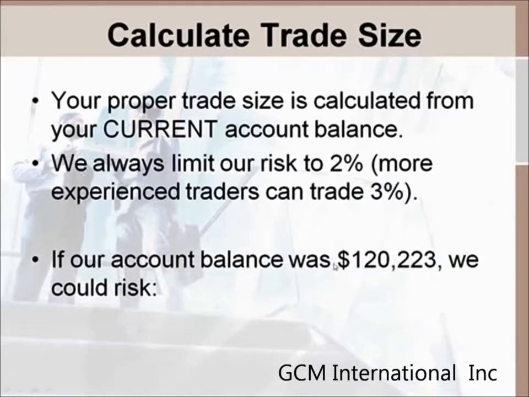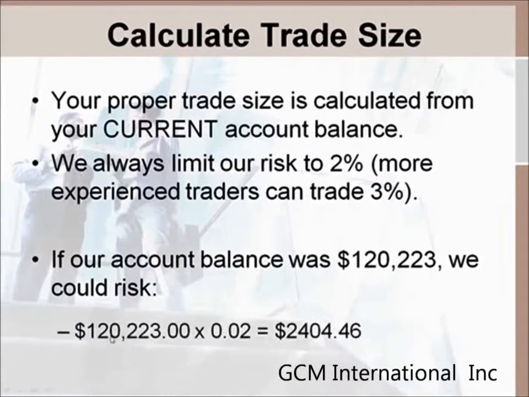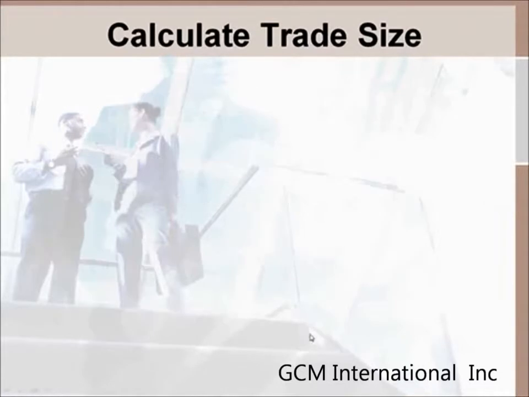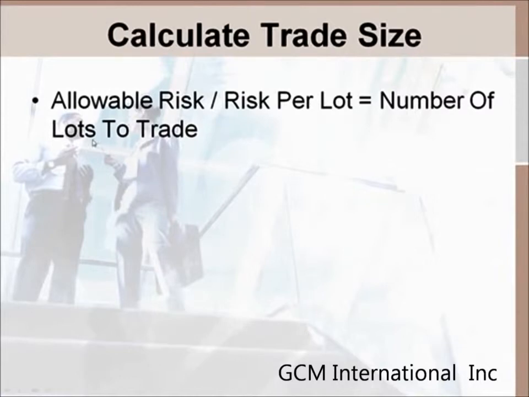So if your account balance was $120,223 and you could risk 2%, then we could risk 120,223 times 0.02 or 2% equals $2,404.46 on every trade. That's what we could risk on that trade at the moment. So from that, we can now figure out how many lots to trade with this current trade.